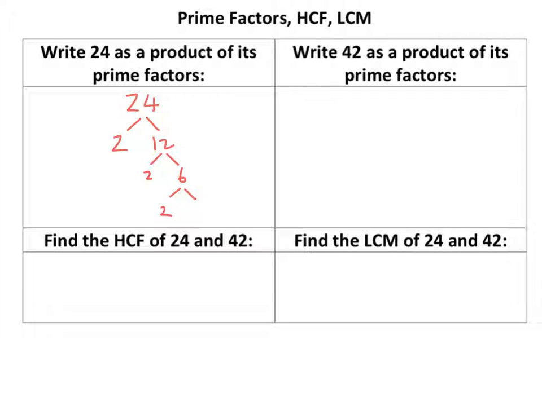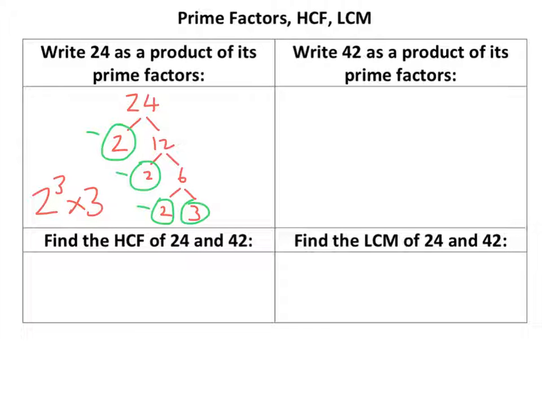So we've got 2, 3. 3 is a prime number as well, so I always circle them as we go. Alright, and my answer would be 2 to the power 3 times 3. So it's 2 to the power 3 because there are 1, 2, 3 2s, and then there's 1 3 left.